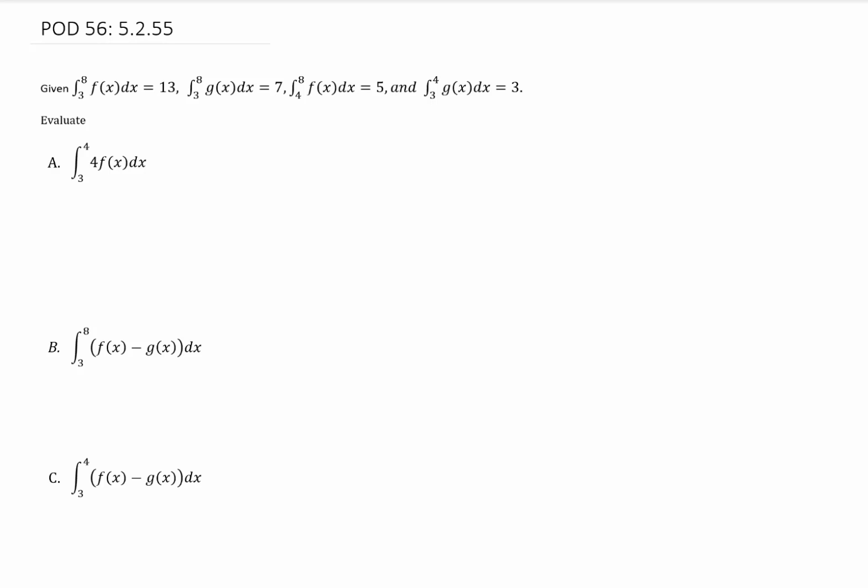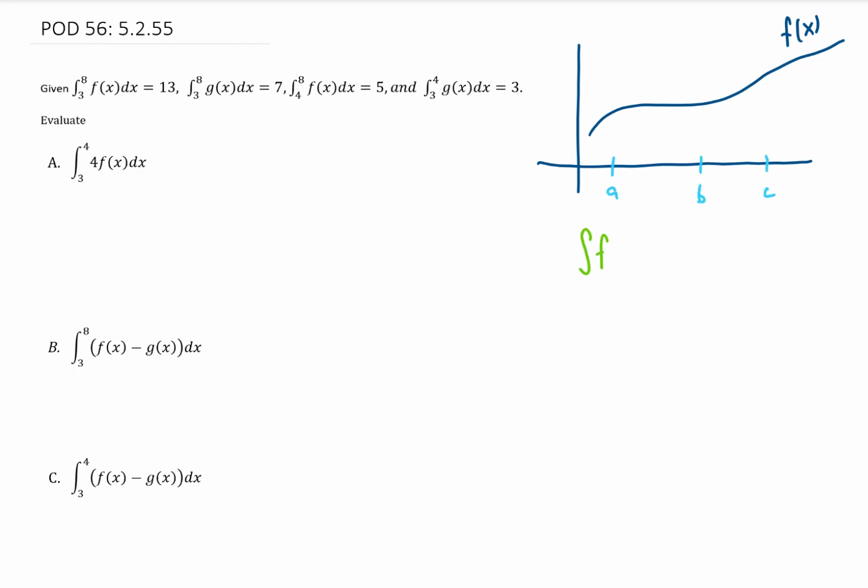Okay, really quick lesson. If we have a function, we'll call that function f of x, and we have some x values, let's call them a, b, and c. Then the integral of f of x dx evaluated from a to b represents the area between that function and the x-axis between those two x values a and b.